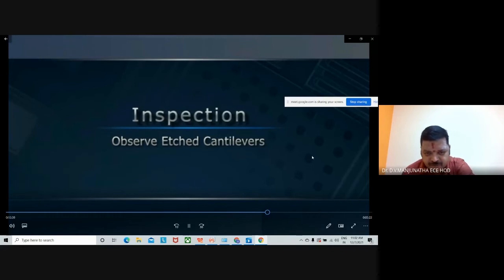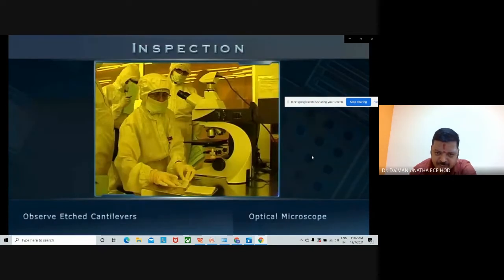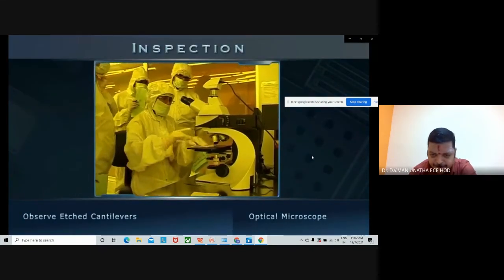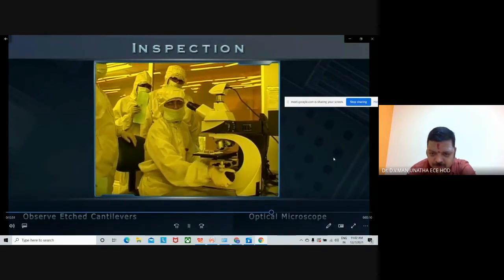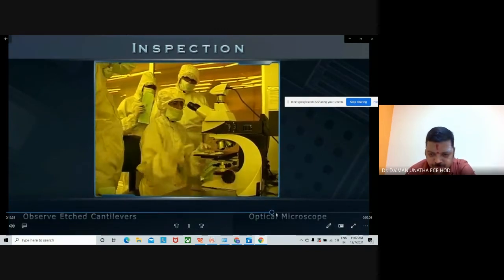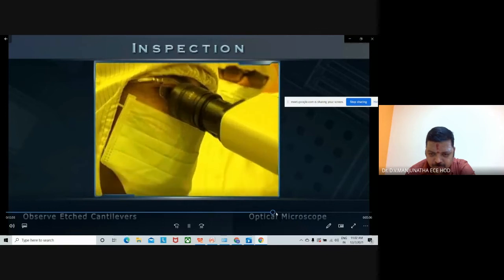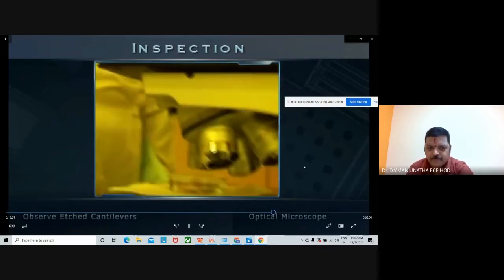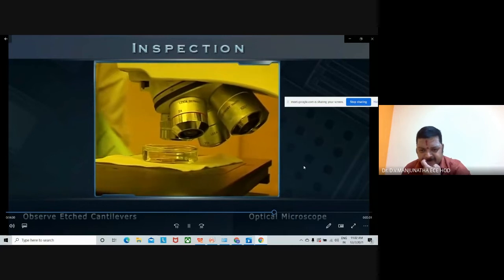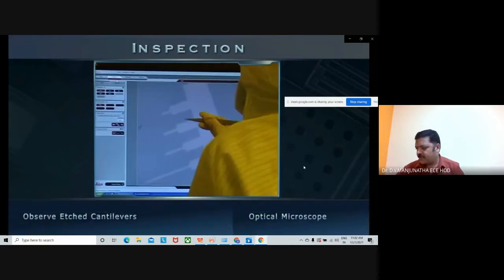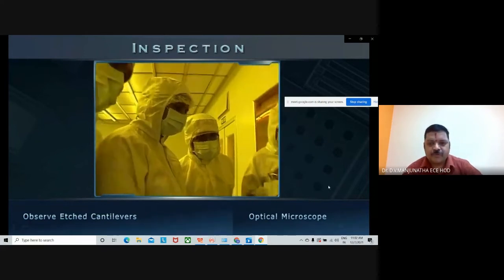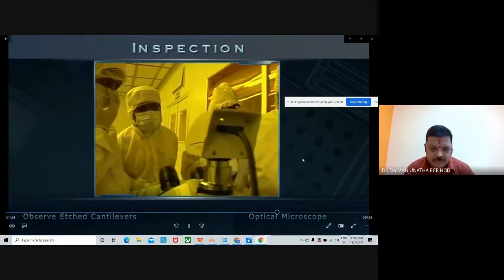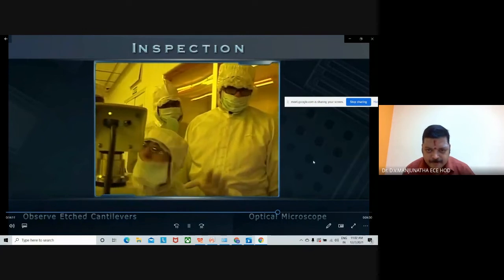So the observation of etched cantilevers can be done by microscopy. To inspect the released cantilevers, we move to the lithography bay, which has the Leica microscope. The inspection must be carried out on submerged wafers from the previous step to avoid stiction. The release is confirmed by noticing that the cantilever and the substrate require differential focusing.